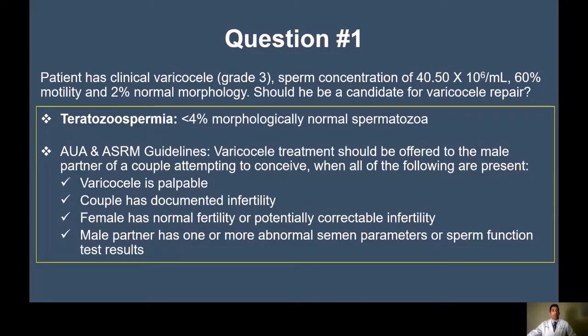Now, the American Urologic Association and the American Society of Reproductive Medicine have guidelines outlining the criteria required to proceed with varicocele treatment. They are the following. Number 1, the varicocele must be palpable, so either grade 2 or grade 3 clinical varicocele. Number 2, the couple should have documented infertility. Number 3, a female should have normal fertility or potentially correctable infertility. And number 4, the male partner should have 1 or more abnormal semen parameters or sperm function tests.